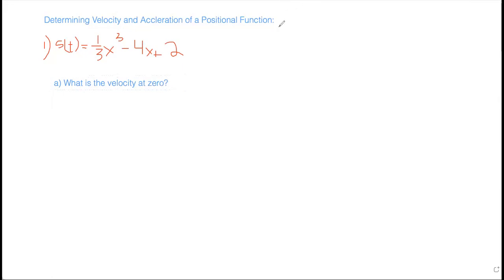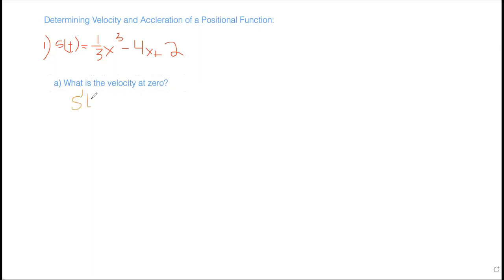No matter what, if they're asking for velocity, we should ask ourselves, what is velocity in terms of? Velocity, remember, is not in terms of the original function. This is called the positional function because this is where it originally starts in its position. The velocity function is the first derivative. So if you see the word velocity, we're going to take the first derivative.